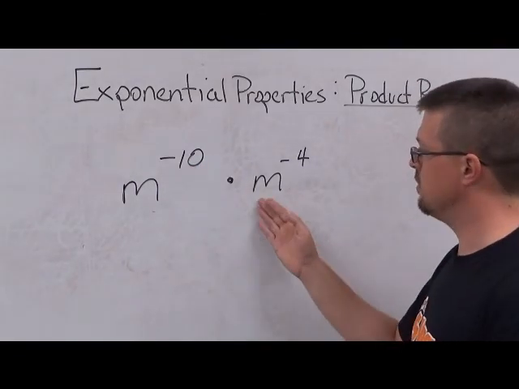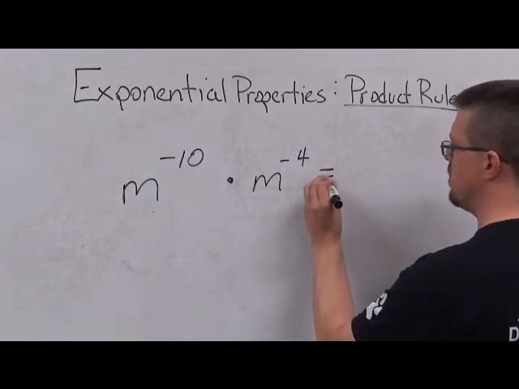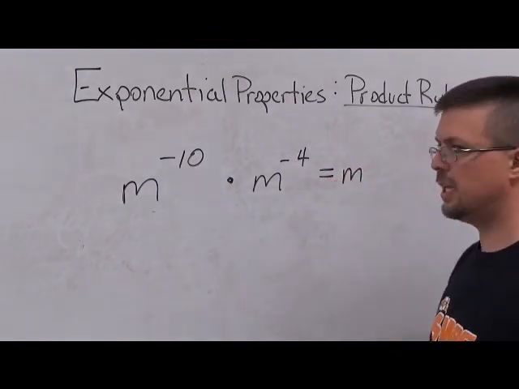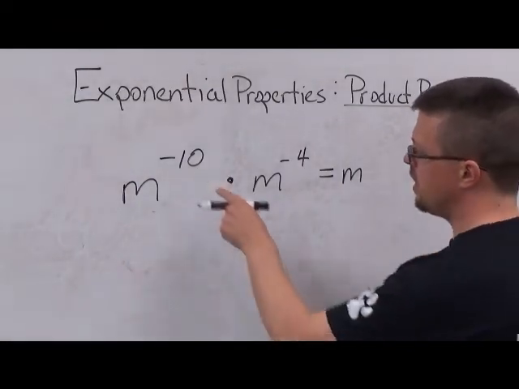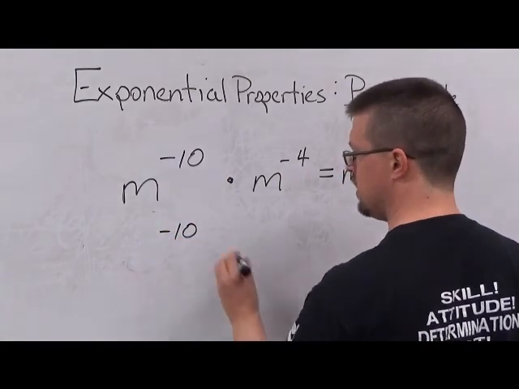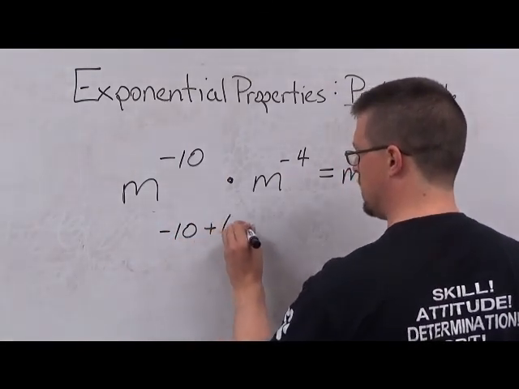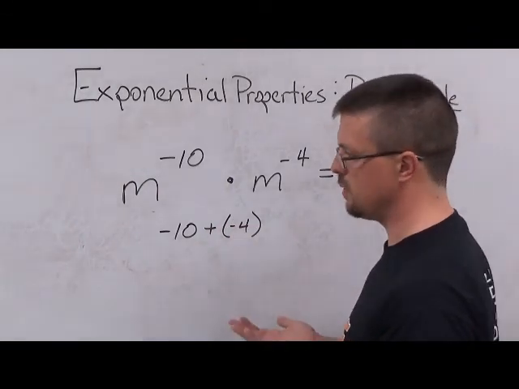And here's another example. Now we have m to the -10 power times m to the -4th power. Well, since our m's are the same, we're going to go ahead and keep the base, because that's not going to change in this case. But look at our exponents. We're going to add them together, so that really means you're going to take a -10 and add it to a -4.